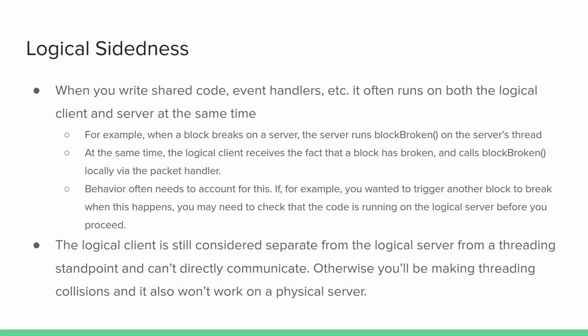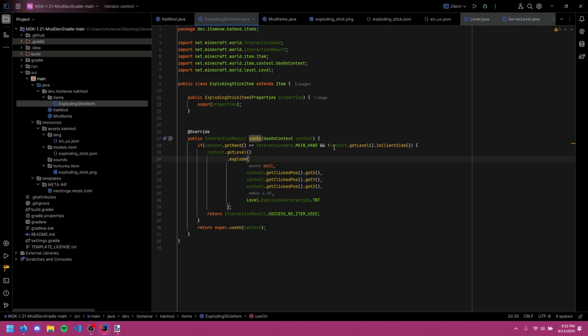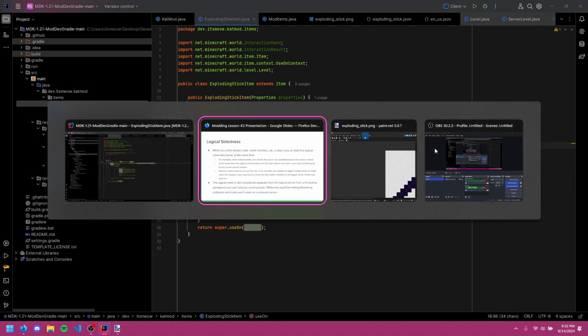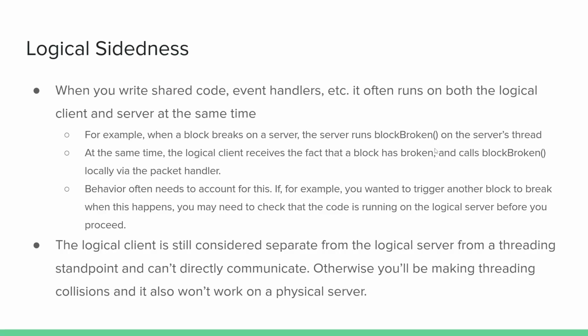So in my version, I checked if we were on the logical server by doing not context.getLevel().isClientSide. If you look at my code here, this ensures that we're running on the logical server, because I actually don't want to explode on the logical client, as it could cause conflicts. The client might explode differently than the server did. So I want the server to take control there. So I run it on the server. That's how I checked.